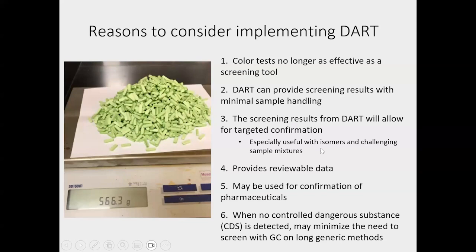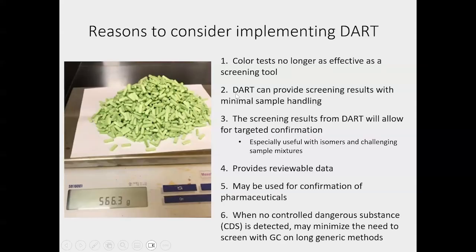So we applied for an NIJ grant several years ago, and we were given the money to purchase the DART TOF, as well as we were going to develop targeted methods for 3 different classes of drugs. So it would be cathinones, synthetic cannabinoids, and fentanyls.